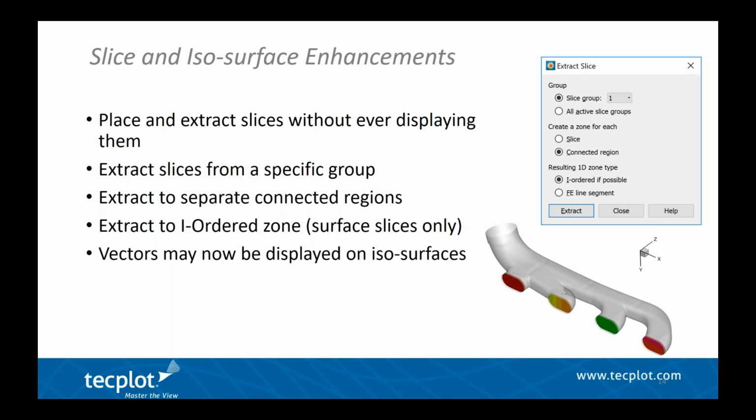And then the final one on isosurfaces, you can now display vectors on your isosurfaces. This has been available for slices for quite a while, and we've just added that capability to isosurfaces in this release.